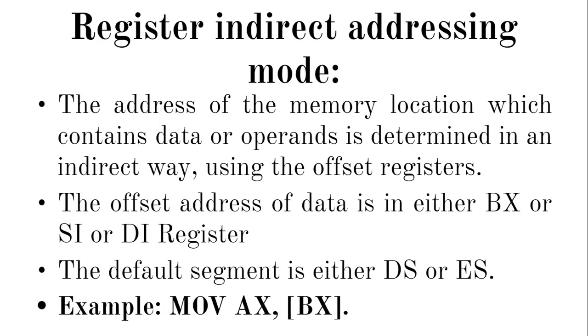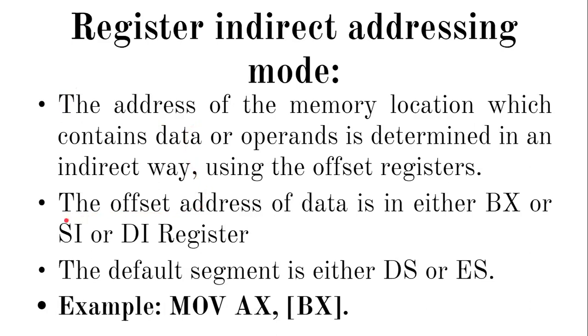So let us assume your BX is having the content 2000h. So when you have square bracket of BX, that means the content of BX is specifying the memory location and the content of that memory location will be copied to the register AX. That means instead of giving directly the memory location, some register is containing that memory location and that is specified.